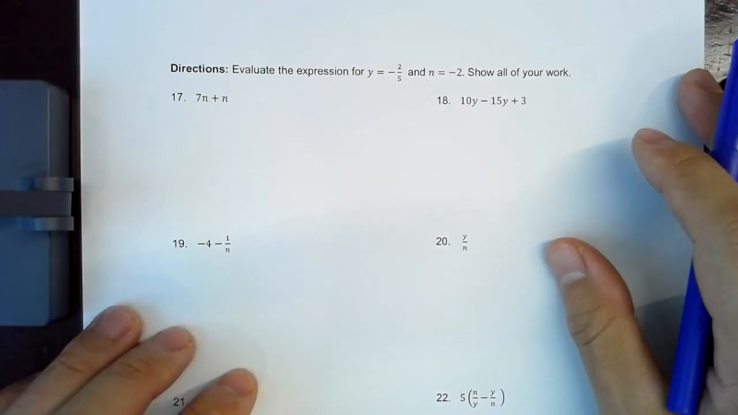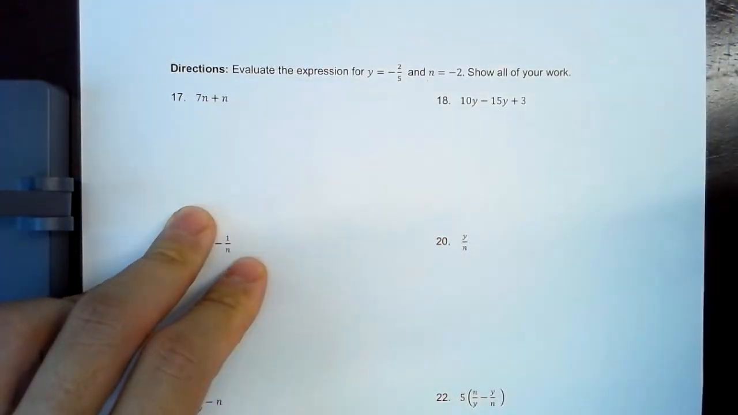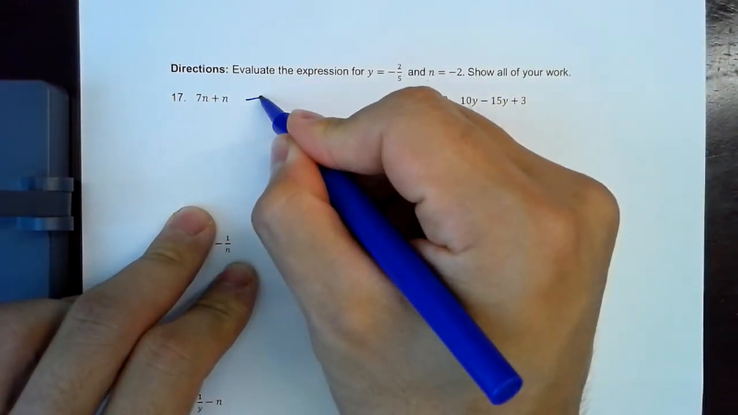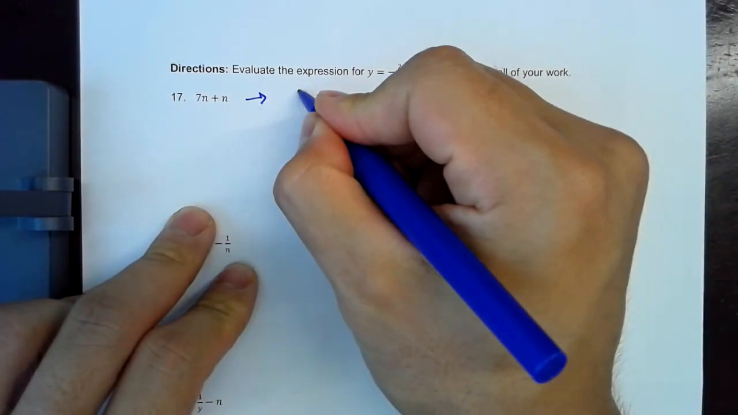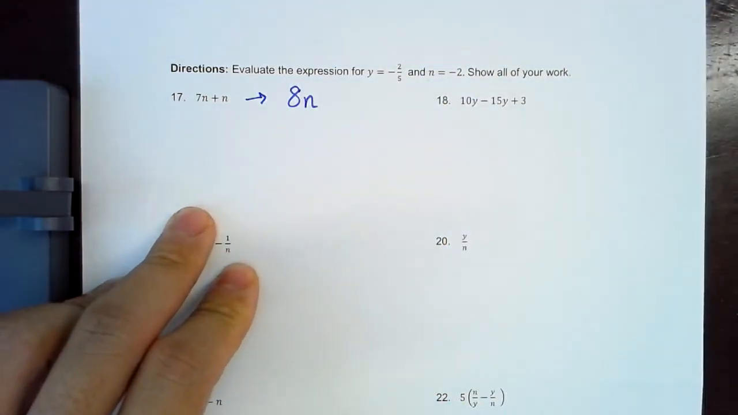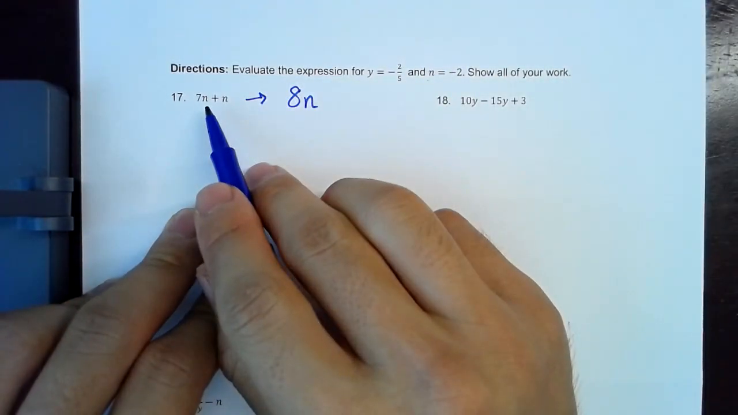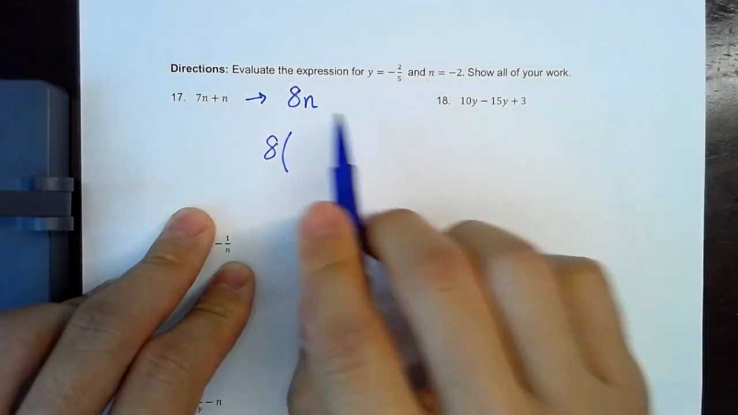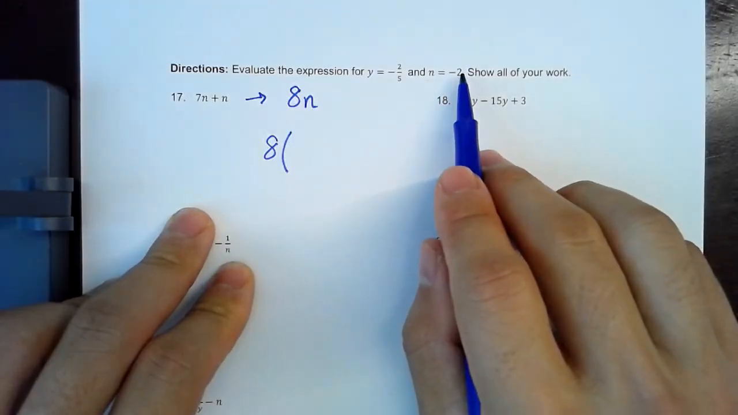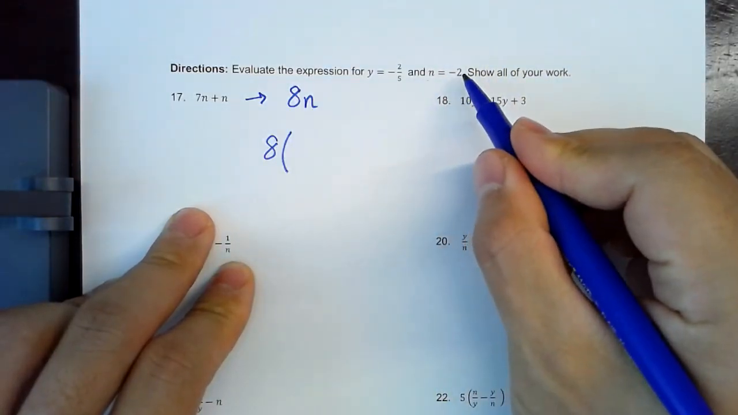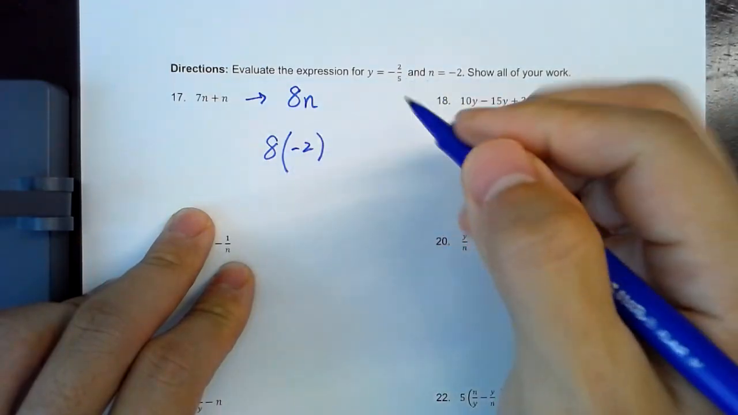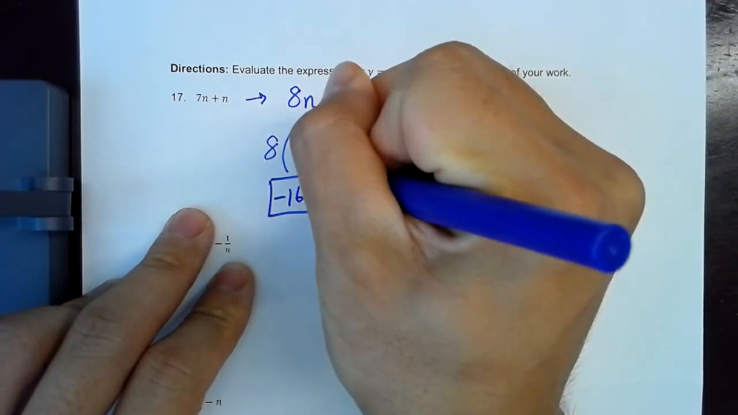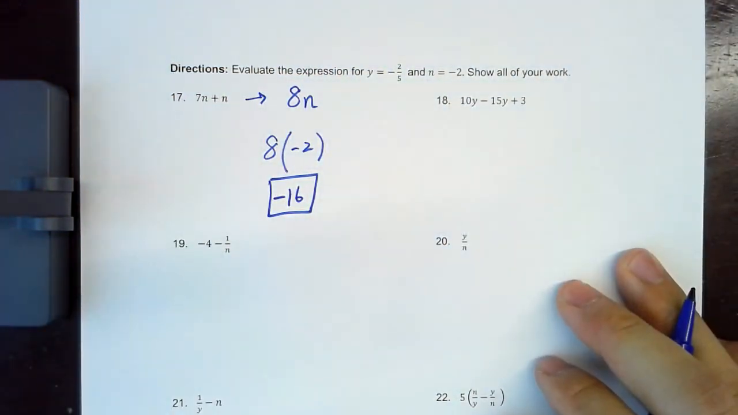Okay. So the way I like to do it is I see how it's 7n plus n. Well, first of all, if you can simplify the expression, please simplify it before you plug in any values, right? That would make your life a lot easier automatically. This is 8n, and then you just get 8 times, well, what did n's value equal? It equaled -2. So it's really 8 times -2, which ends up being -16. Box your answer.